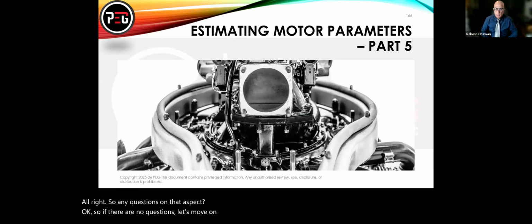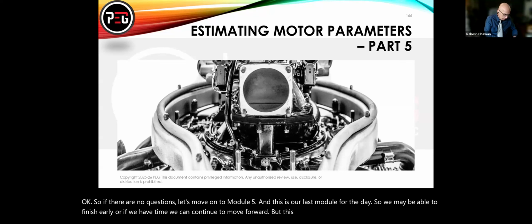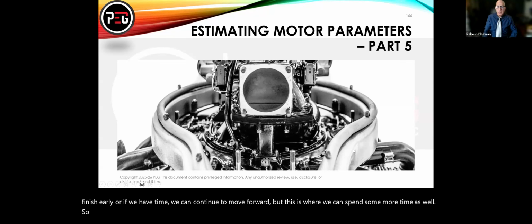To module 5, and this is our last module for the day. So we may be able to finish early, or if we have time, we can continue to move forward. But this is where we can spend some more time as well. So, estimating motor parameters. This is critical when you want to get the maximum out of your motor, okay?